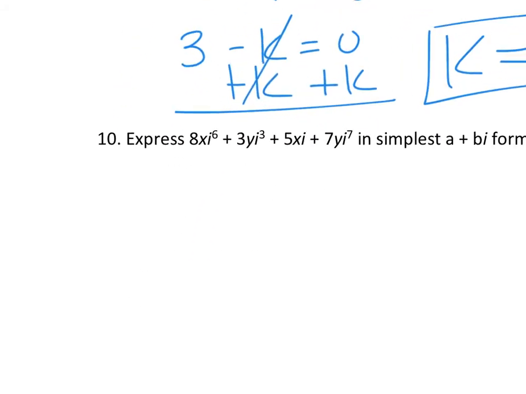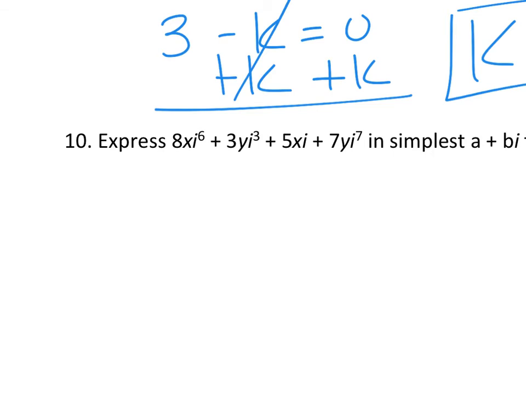Next question, express this in a plus bi simplest form. Just use your calculator with this. You can literally type in the powers of i. Type in i to the 6 with your calculator. So second decimal, i to the 6, the i is with the decimal. When you type that in, you're going to find out that i is equivalent to -1.